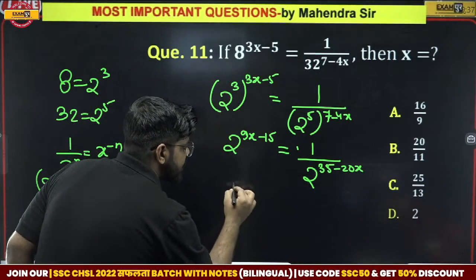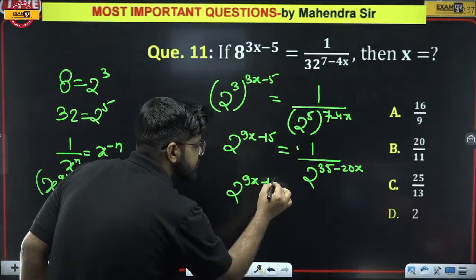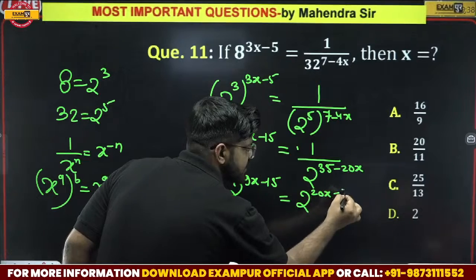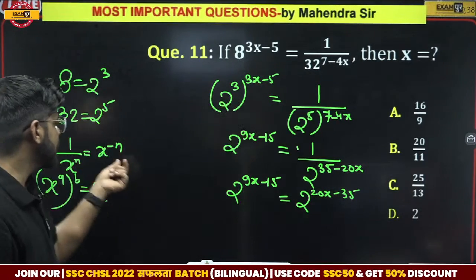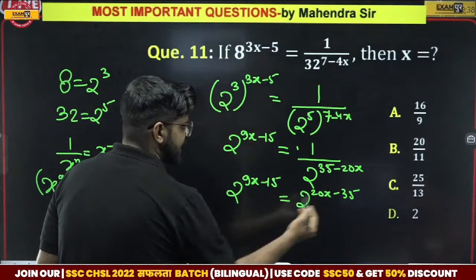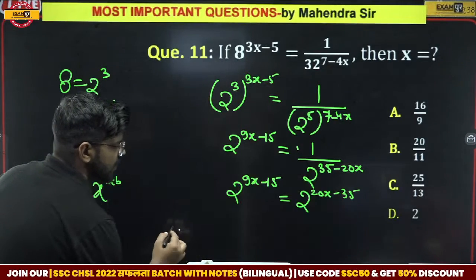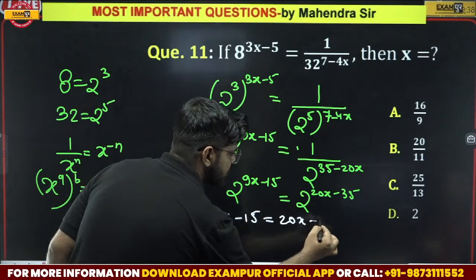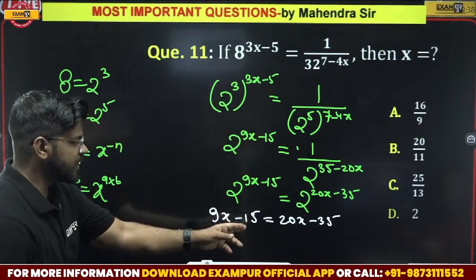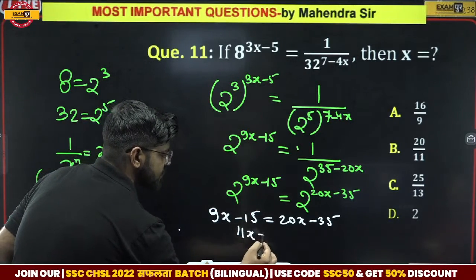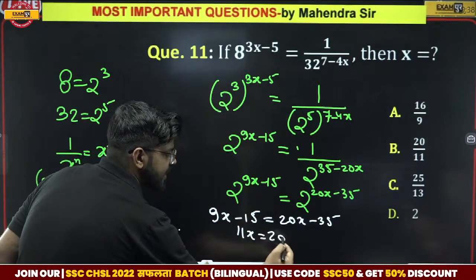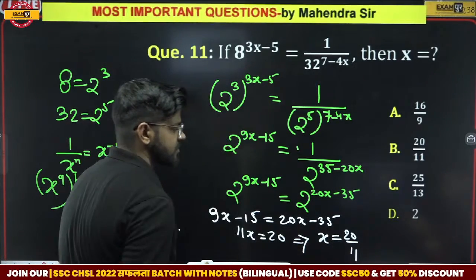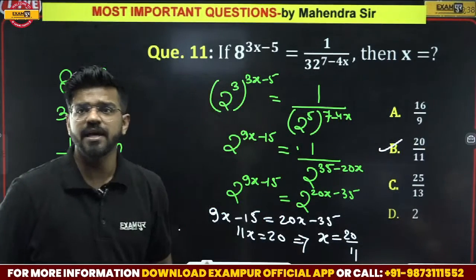So here what we will get? 2 to the power 9x minus 15 is equal to 2 to the power, reverse it, 20x minus 35, because we have multiplied by minus. So now you can see that you can directly compare and solve the question. Compare 9x minus 15 is equal to 20x minus 35. So you will get 11x is equal to 20. That means x is equal to 20 by 11. That means option number B is my right answer.